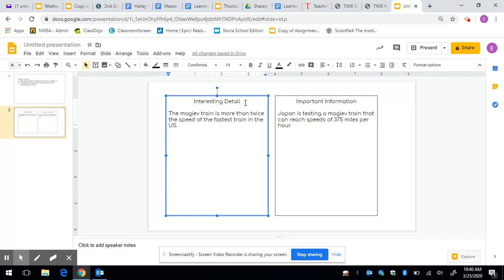To me, the main point, the most important information that I want to take away from this article is that Japan is testing a maglev train that can reach the speeds of 375 miles per hour. That would be how I would summarize that part of this article.